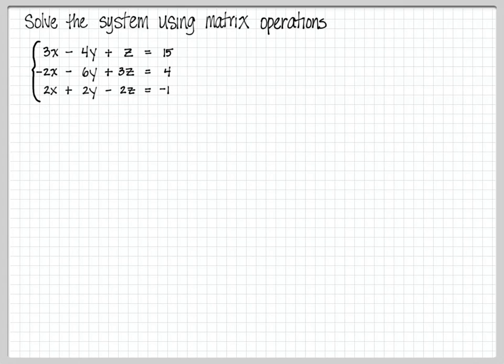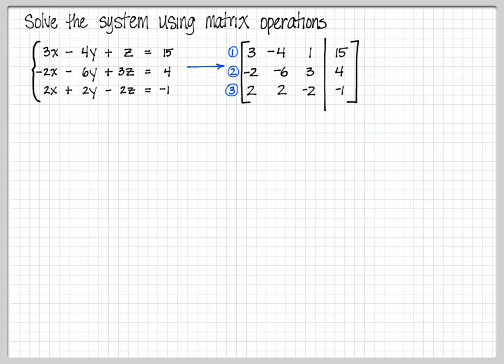This video is on how to solve a system of three variables using matrix operations. The first step is to change our system into a matrix. We have an augmented matrix here, and you'll see that I have it as rows 1, 2, and 3, and I wrote those in blue.